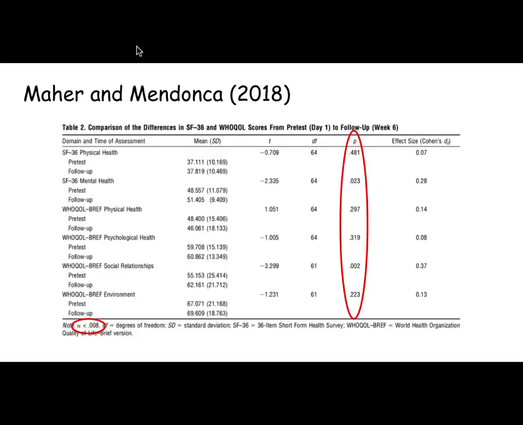Here is a results table from an AJOT paper by Maher and Mendonca. You can see they compared the scores of 6 different outcome measures taken before the intervention and after. To accommodate for multiple comparisons, they divided their alpha by 6 and set their significance level at 0.008. This means that the change in social relationships from pre-test to follow-up was statistically significant, but the change in mental health was not.